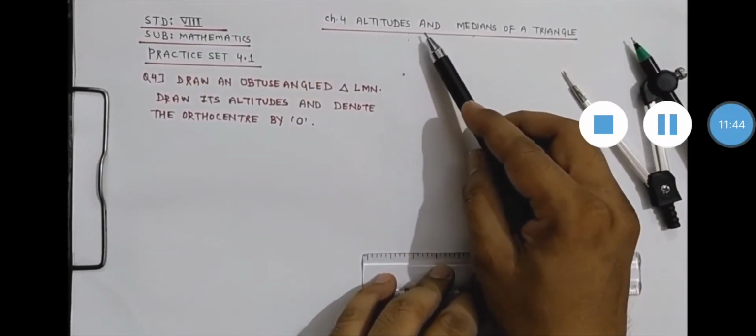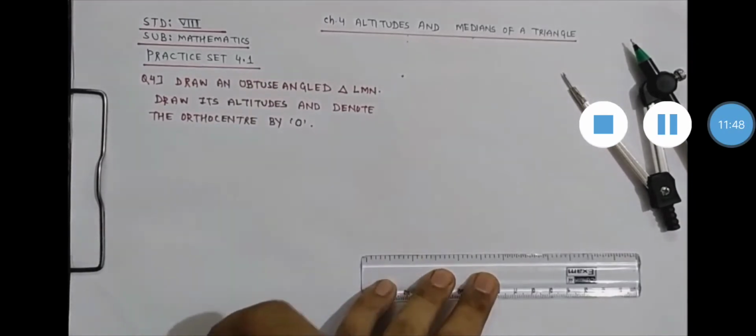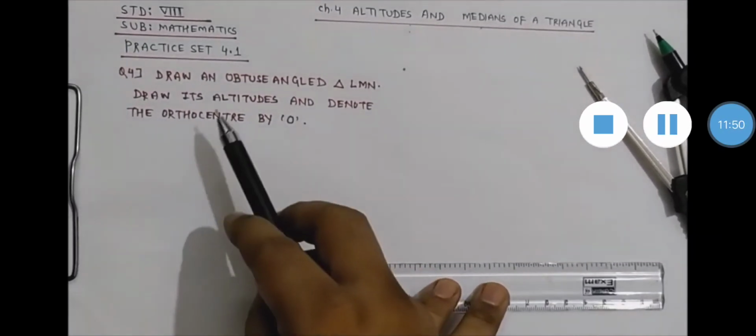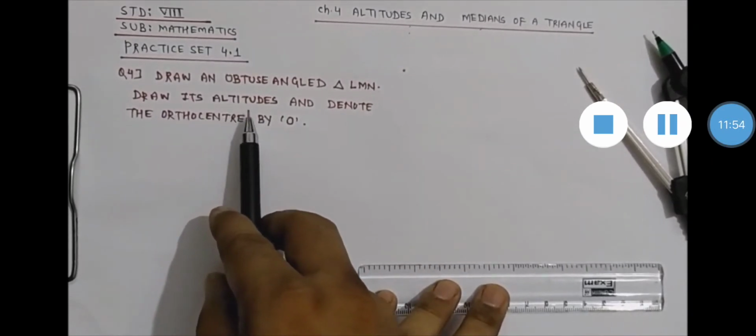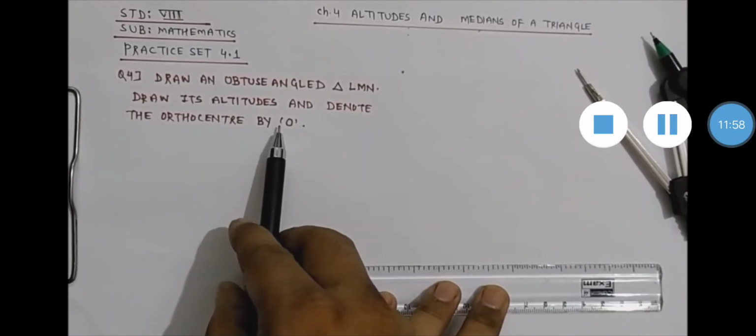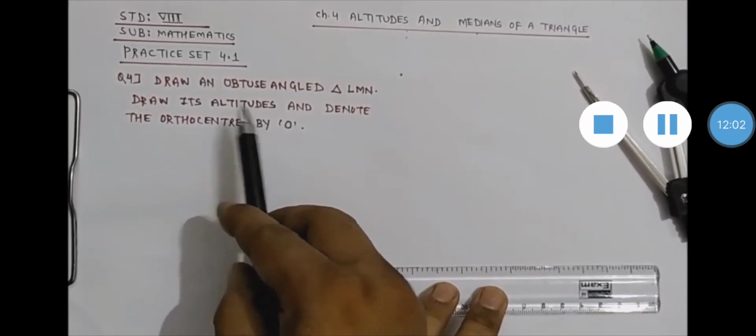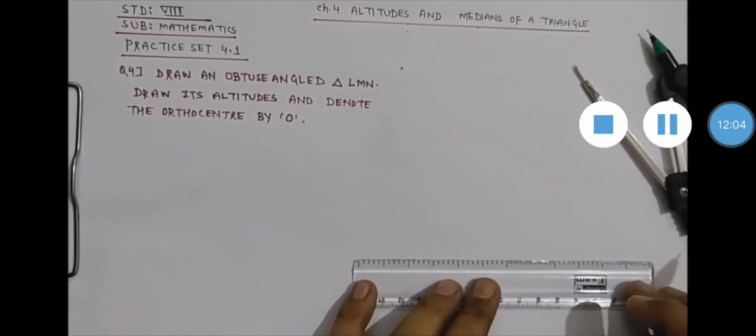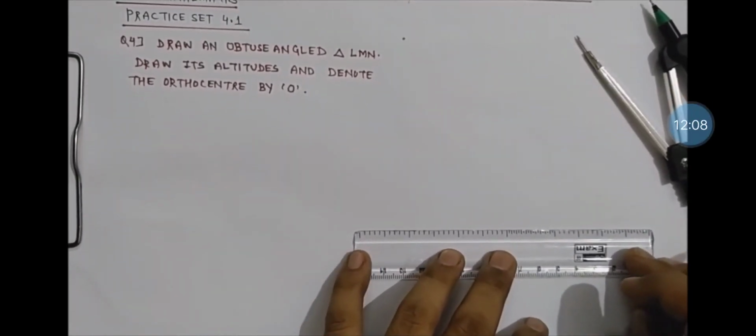Draw an obtuse angle triangle LMN. Draw its altitudes and denote the orthocenter by O. Now in the second sum we have drawn an acute angle triangle and its altitudes. Now we will see altitudes in an obtuse triangle. So let's start. First we will draw an obtuse angle triangle.